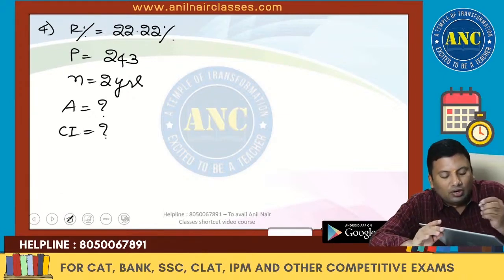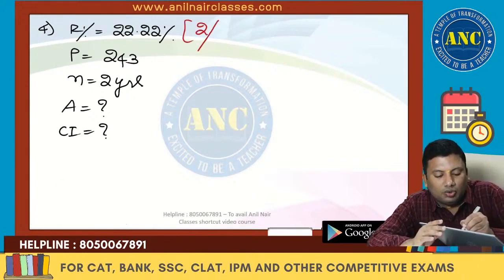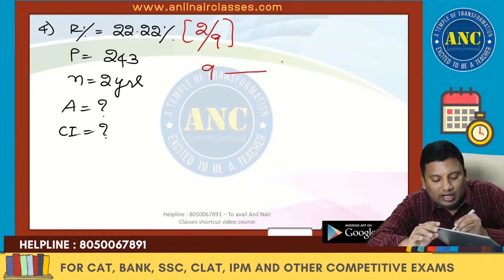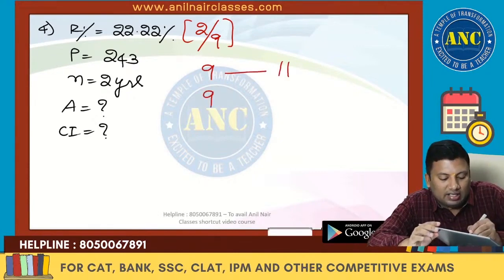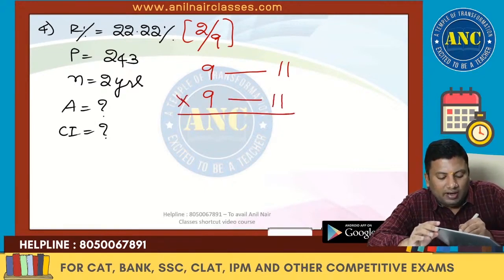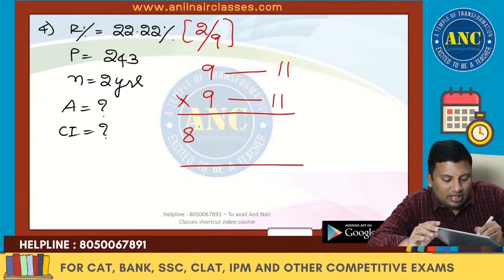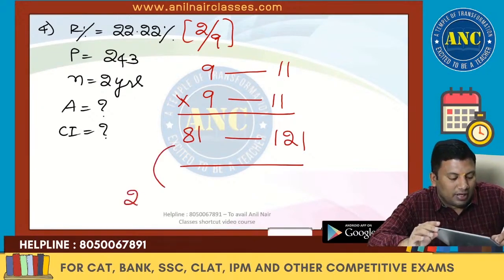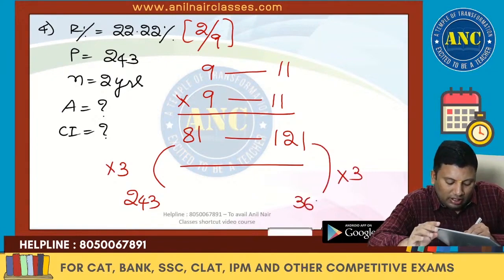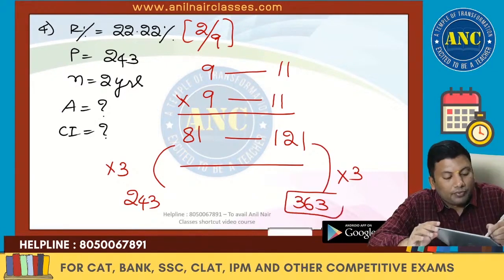Now see here. 22.22 is 2 by 9. So 9 with 2 increase is 11. 2 years it is given. Second year also 9 is becoming 11. So one event after the other event. This is 81 and it is 121. 81 is becoming 243, so it is into 3. Amount also will become into 3. So it is 363. Amount is 363.